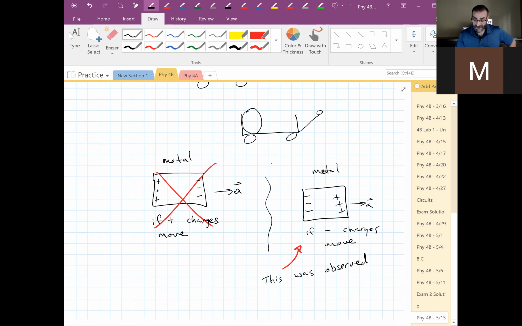So that was the first, well, I'm not sure the timing here. That was one way that we demonstrated that the negatives are what's moving. Another way to demonstrate it, it may have been around the same time.